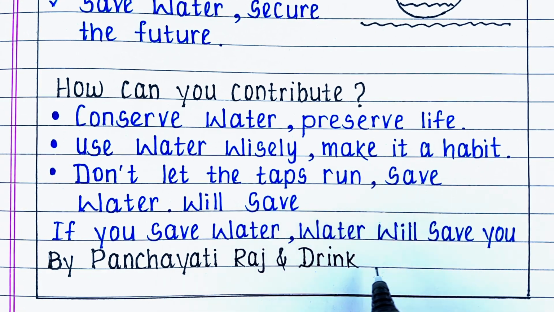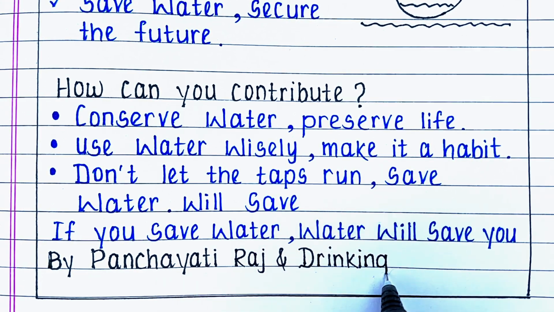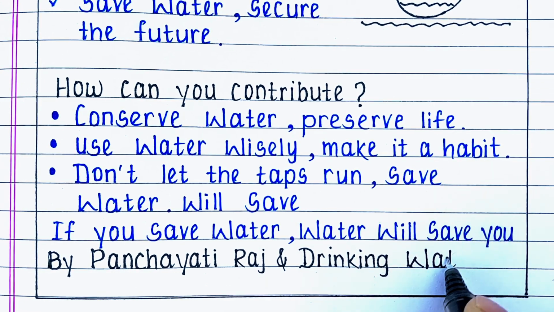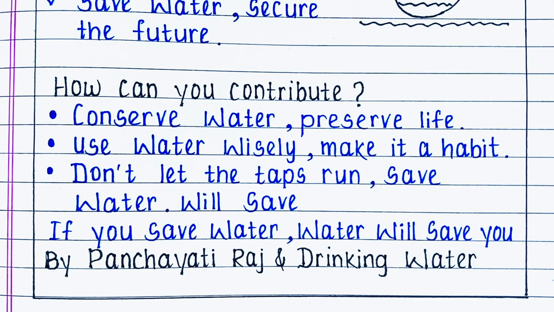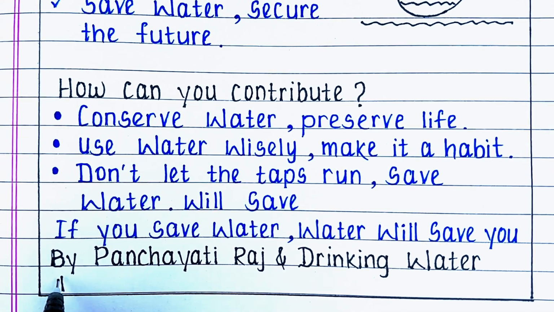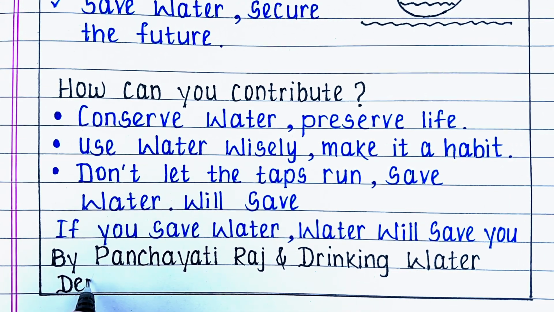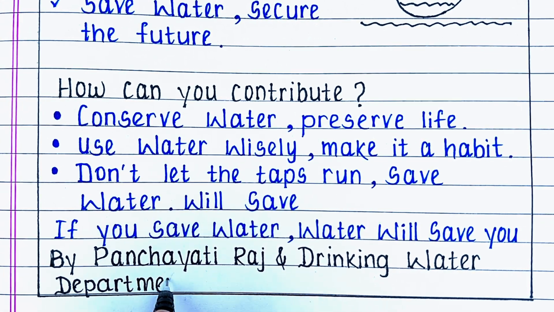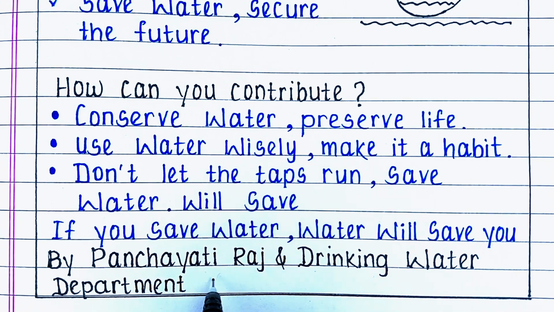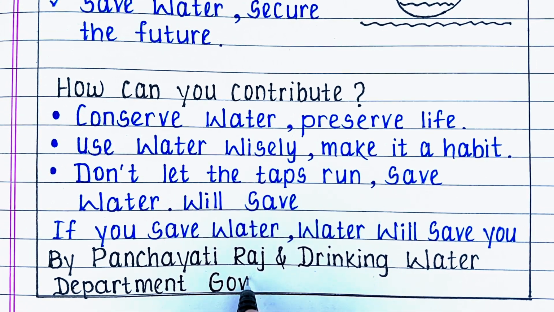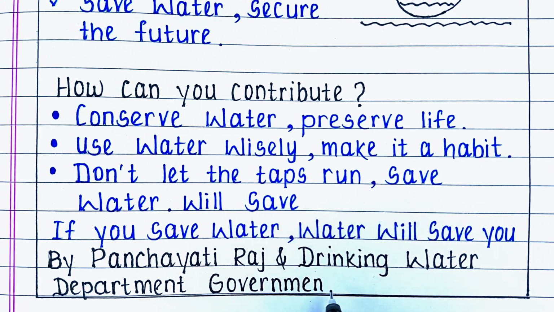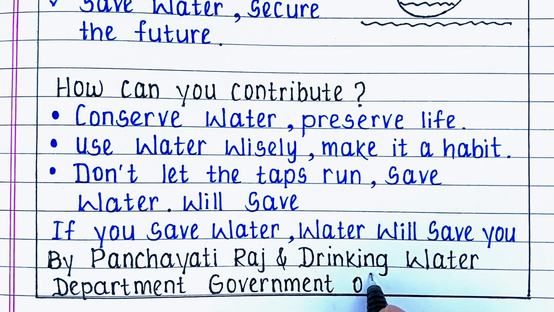In the last line, write the name of the organization on whose behalf you are writing this poster. Here, for example, I am writing by Panchayati Raj and Drinking Water Department, Government of India.